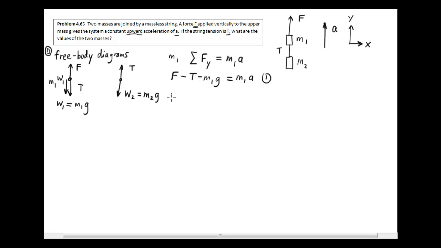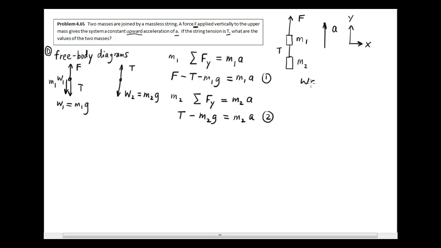That's from mass m1. For mass m2, we have a similar equation, only on the right-hand side we've got m2 times the acceleration a. And from the second free body diagram, this becomes T minus m2g equals m2a. And that's equation 2. So what am I trying to do?